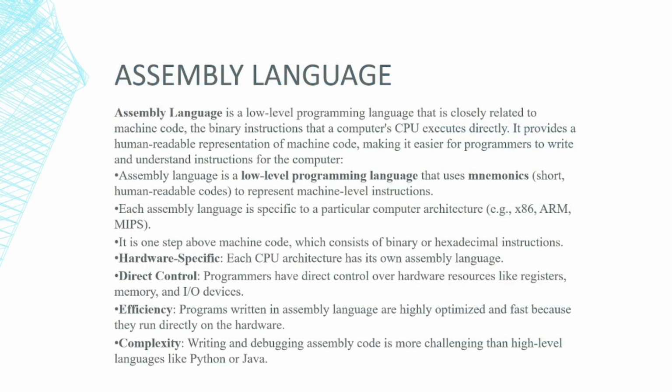Then we have assembly language. Assembly language is a low-level programming language that is closely related to machine language, the binary instructions that a computer's CPU executes directly. It provides a human-readable representation of machine code, making it easier for programmers to write and understand instructions for the computer. Assembly language is a low-level programming language that uses mnemonics, short human-readable codes to represent machine language instructions.